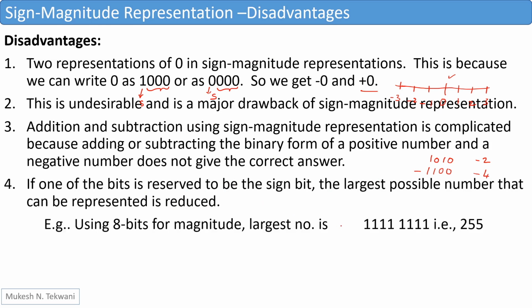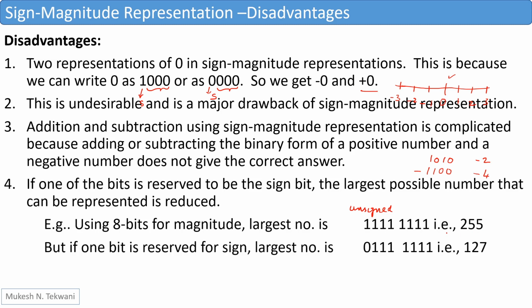So for example, let us take this case. We have an 8-bit number. This 8-bit number has 1 1 1 1 1 1 1 1, and this has the value 255. This is assuming that we are considering it as an unsigned number. That means all bits are used to contribute to the magnitude. So this is 255 in decimal.